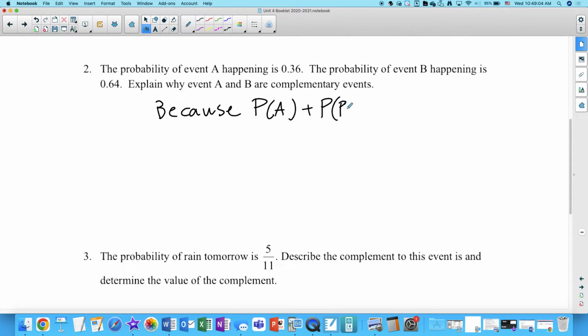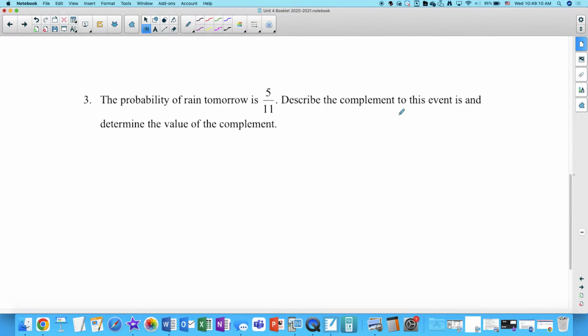Okay, here's another one. The probability of rain tomorrow is 5 out of 11. Describe the complement of this event and determine the value of the complement. I think I meant to say the value of the probability of the complement. Let's describe it first. Probability of rain is whatever. What's the complement of rain tomorrow? Not rain tomorrow. Yes.